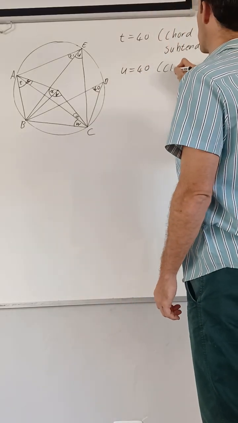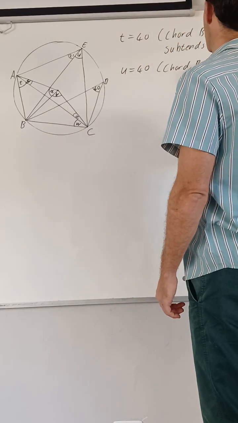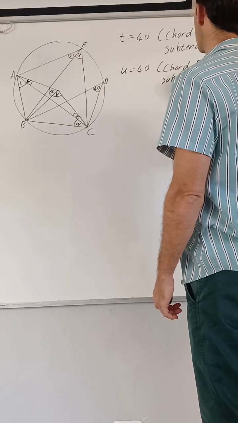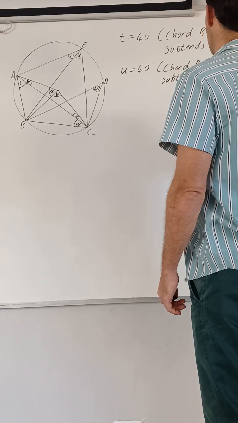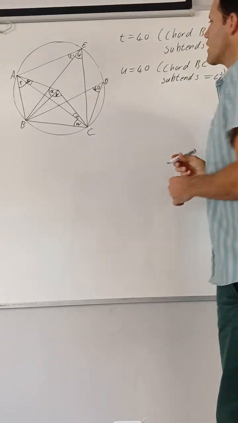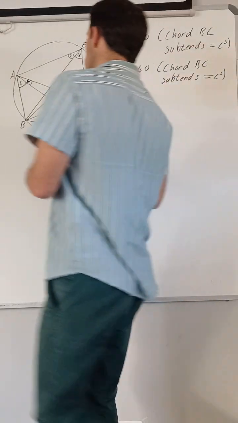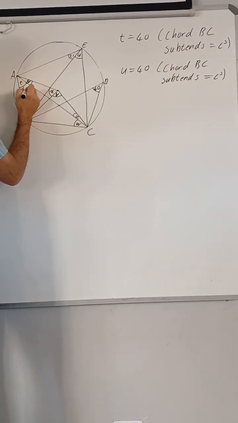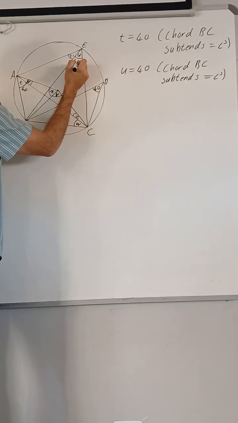We're going to say chord BC subtends equal angles. Okay, so we got 40 here. You can put it in if you want to, and we got 40 there.